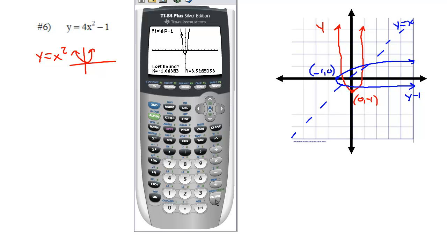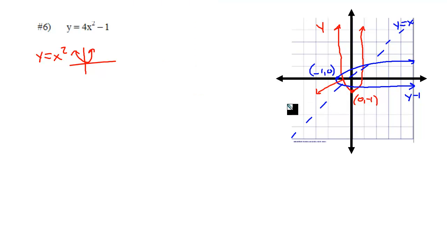I move to the left of my intercept, hit enter. Move to the right of my intercept, hit enter. Have it guess what the answer is. Negative 0.5. So that means this picture gets a little confusing here because so many things are happening. Negative 0.50 is this x-intercept, which means this one is 0.50.